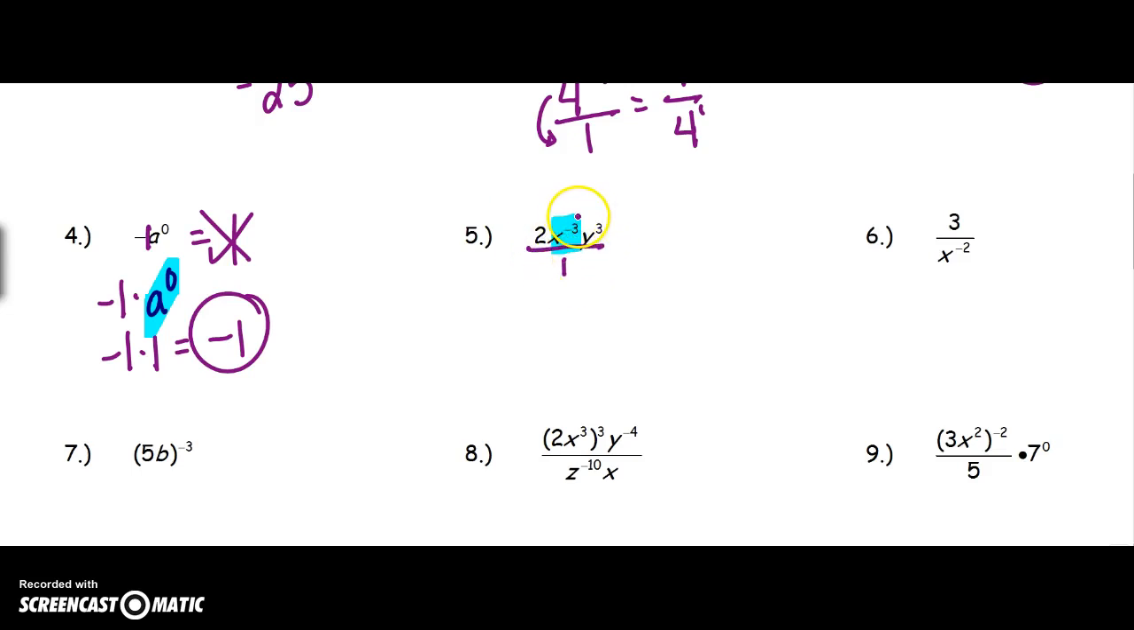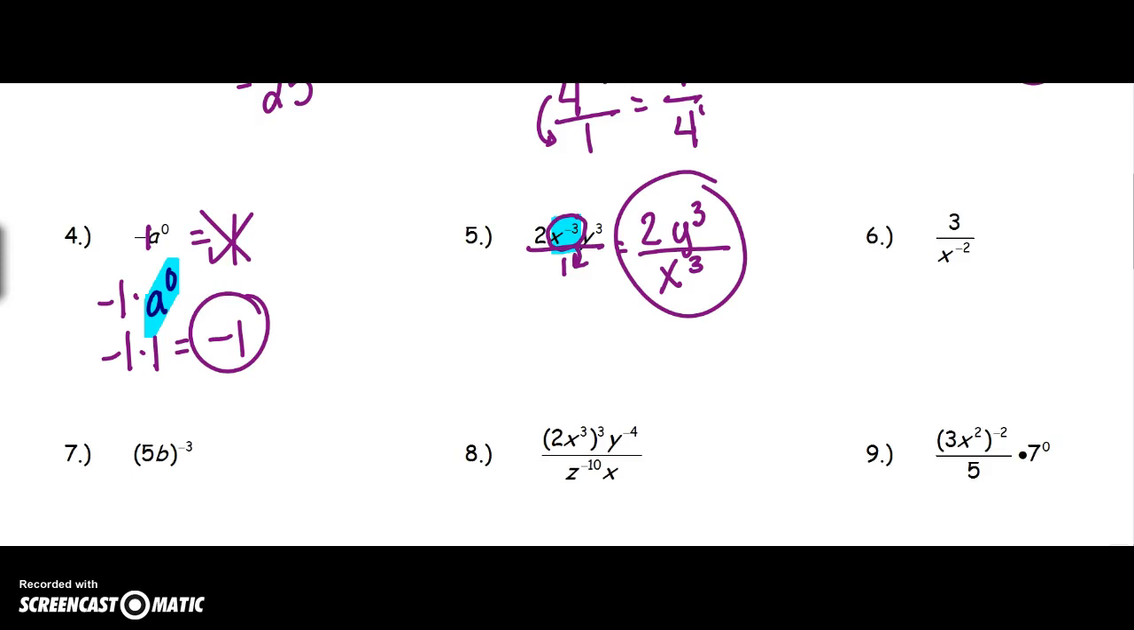So all you're going to do is take that negative x to the third power and move it to the denominator. You do not move the 2 or the y to the third because neither of them has a negative exponent. The only thing that moves is that x to the third power. This would be your final answer.